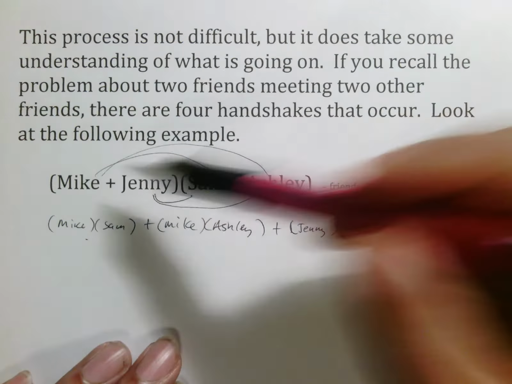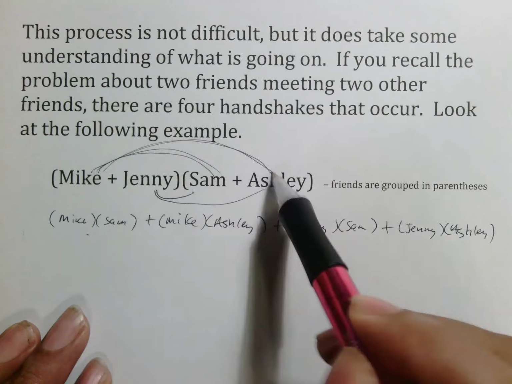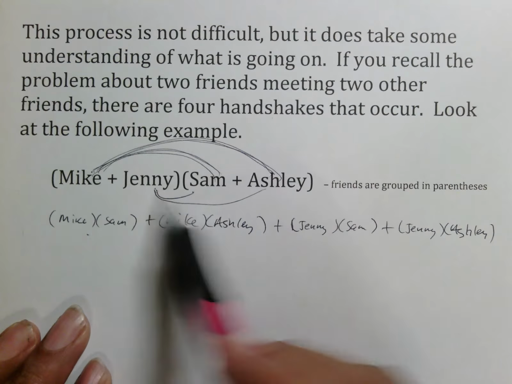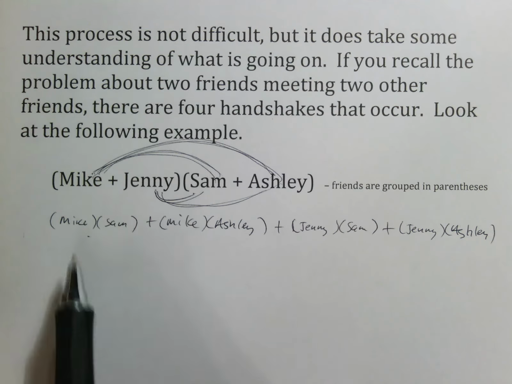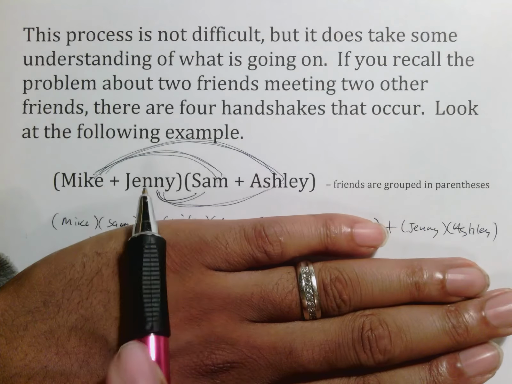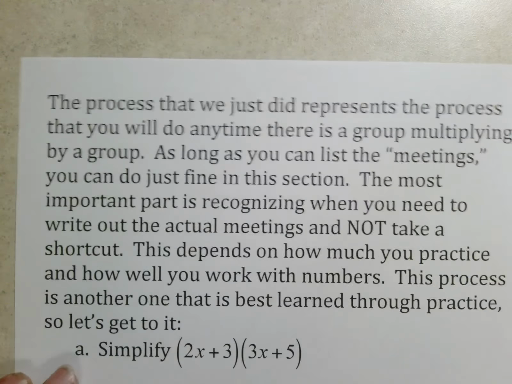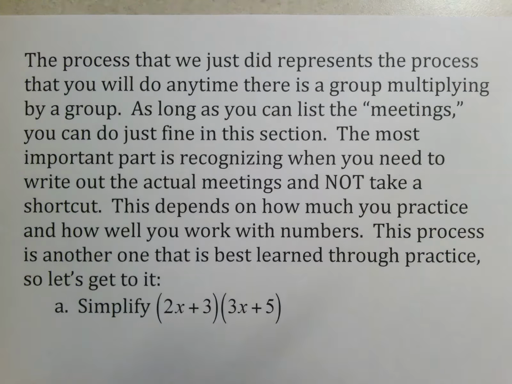If I were you, I would write this attachment line every single time, because in this case there are going to be four attachments, which means go over for the first person, go under for the second person, and that way you'll actually see what your attachment should be. And for those of you who like to eventually take shortcuts, you won't need to write this part. You'll just kind of know, as you look at this and say, Mike meets Sam, Mike meets Ashley, Jenny meets Sam, Jenny meets Ashley, and you'll be good enough to do it without the extra writing necessary. The process that we did represents the process that you're going to do anytime there's a group multiplying by a group. In other words, a group of friends meeting another group of friends, to make it make sense.